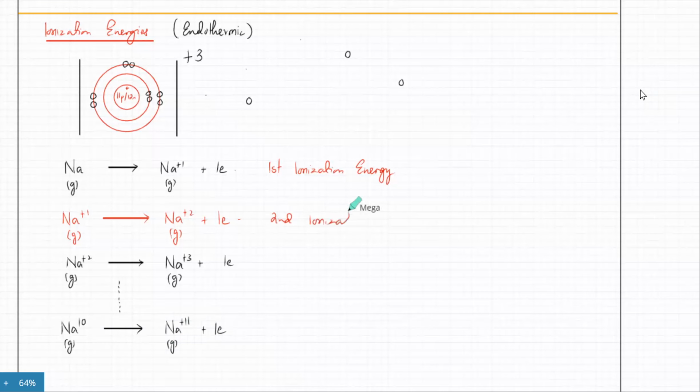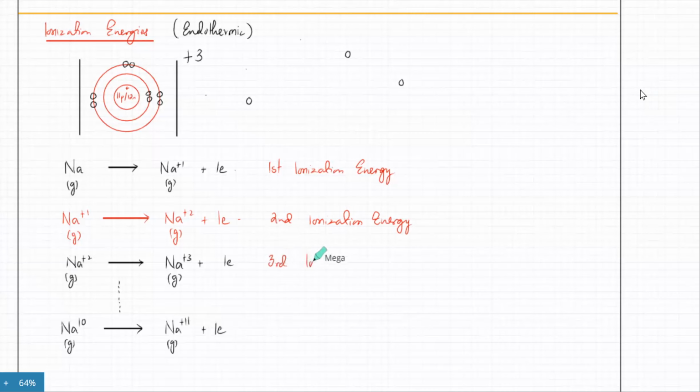Sir, so ionization energy is based on how many electrons are there in an atom? The total number of ionization energies is based on that. You can't remove 12 electrons if there are no 12 electrons, okay?